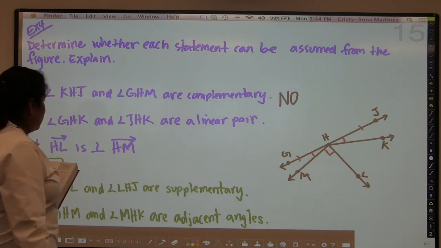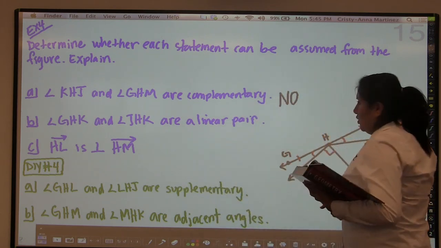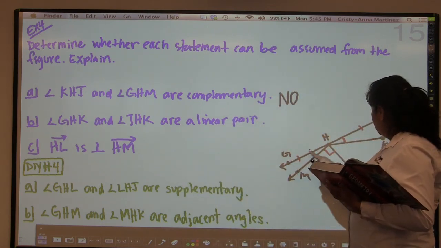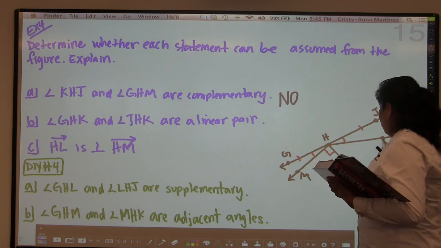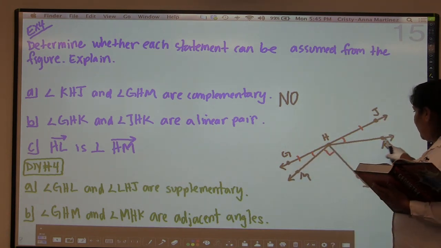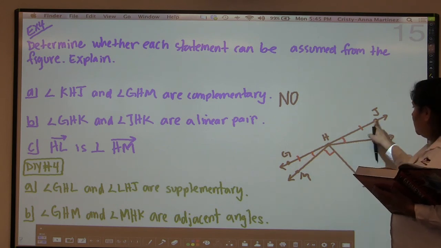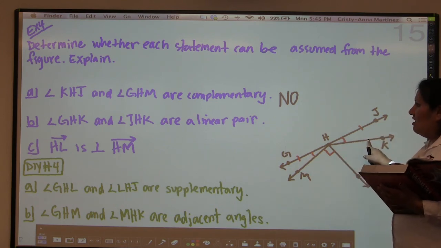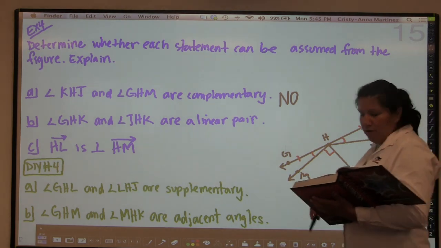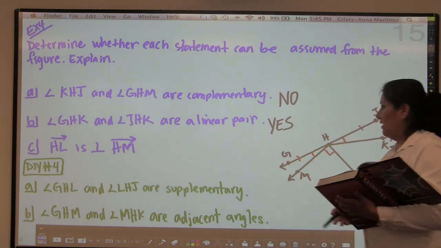Now, what about B? Angle GHK and JHK are a linear pair. So we're looking at GHK. Now be very careful that you follow the letters G to H to K. That would mean this entire angle, and JHK is this angle. Yes, they are a linear pair, because they form a line.